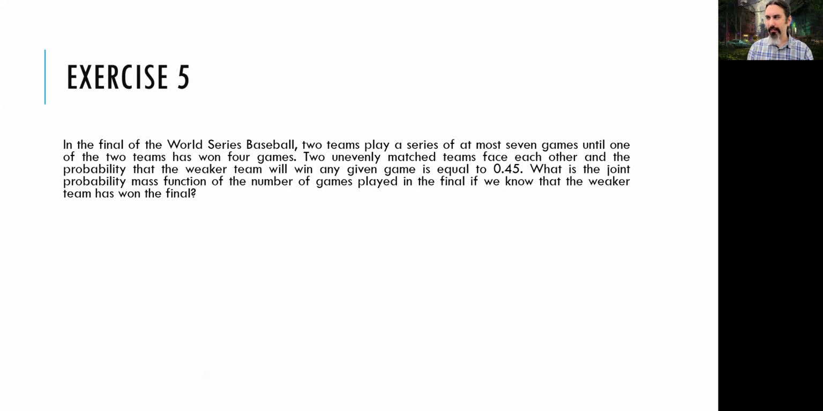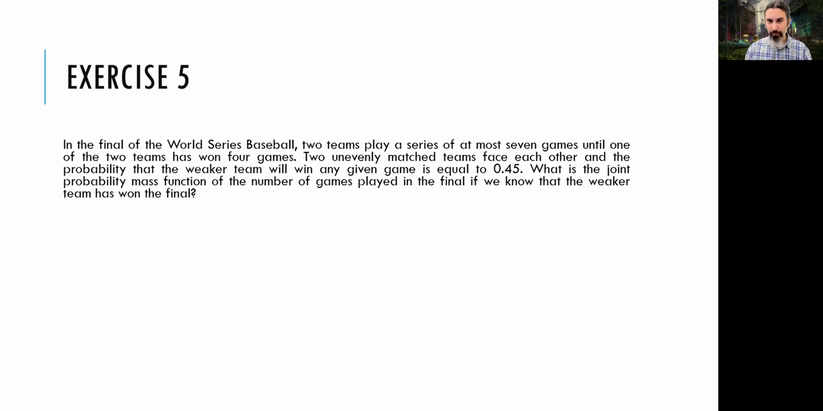Then it asks, what's the joint probability mass function of the number of games played in the final if we know that the weaker team has won the final? The final requires either team to win 4 matches, which means the final can end in 4 matches, or it can take up to 7 matches. So 4, 5, 6, or 7. Four different scenarios are possible.